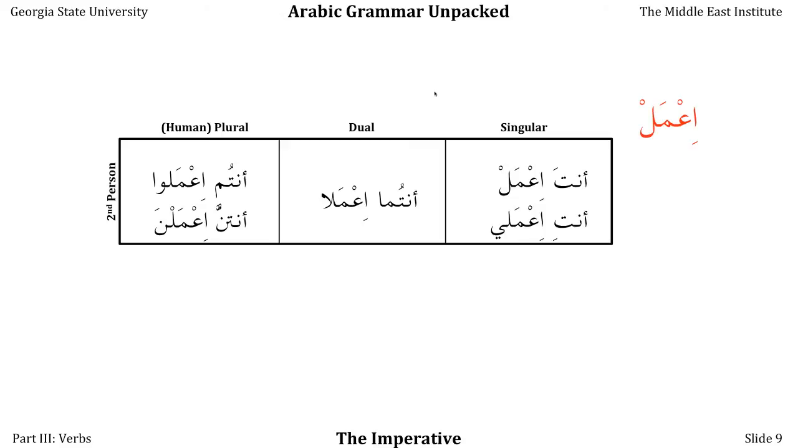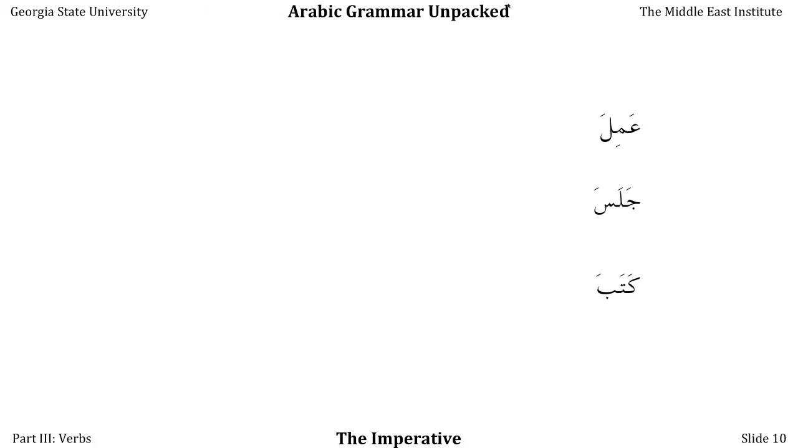And I've left the dual and human-female plural forms in here purely for the sake of completeness. They're almost never used in the spoken language. Now the question is, which helping vowel to use? For the verb amila, we use kasra. But why? The answer is, if the verb uses dhamma in the present tense, then we use dhamma as our helping vowel. Otherwise, we use kasra.